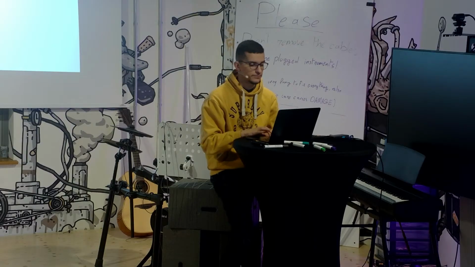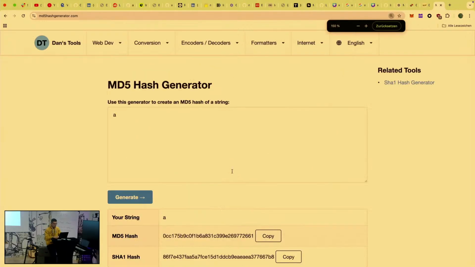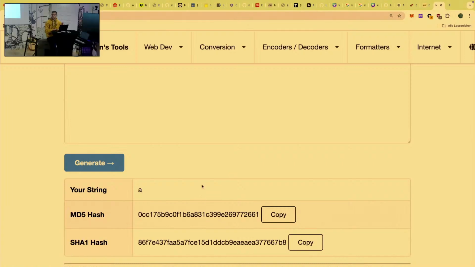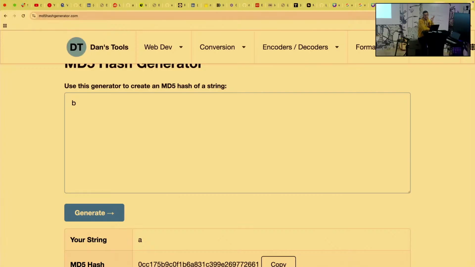Okay? So for A, we're going to generate MD5. Look how it looks. You can make it bigger. You see, it starts with 0C and ends with 61. The difference between A and B, how many bits are different if you're talking about ASCII? 2 bits. No, 1 bit, because A is basically 97 and B is 98 in ASCII. So it's just 1 bit.